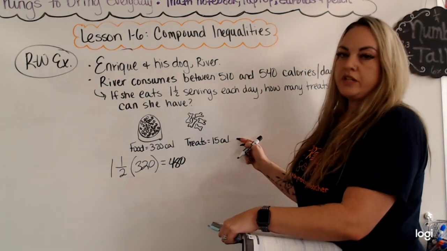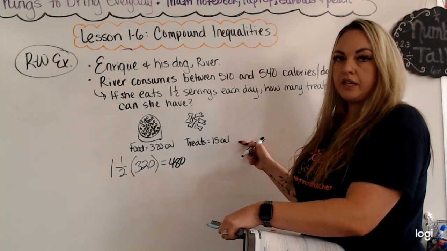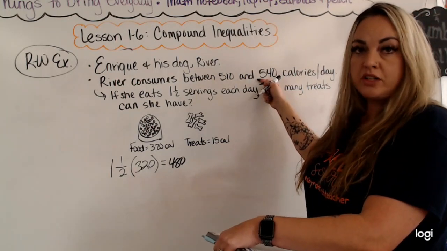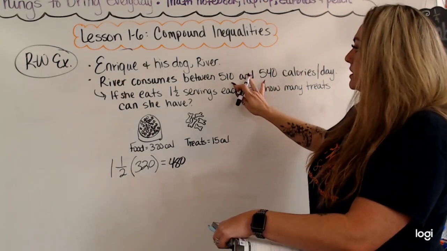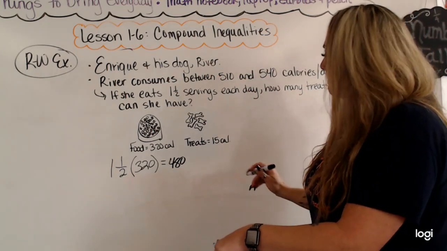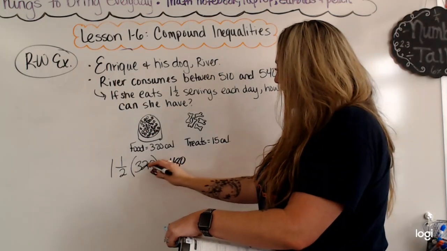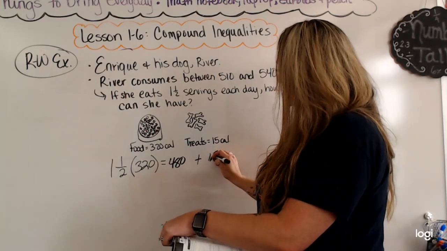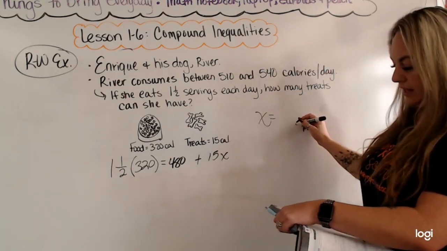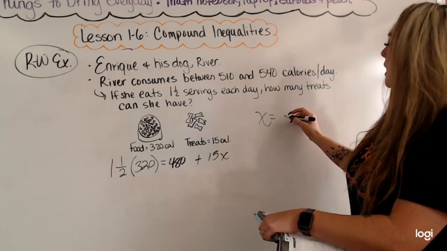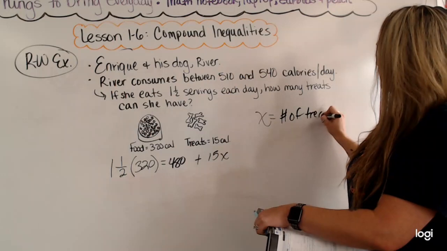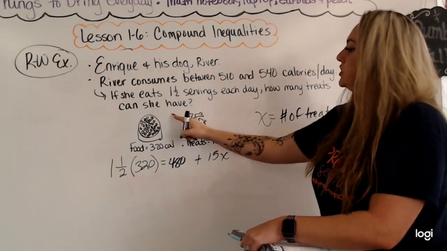Her treats are 15 calories each. The question is, how many can she have? Well, let's go back to the fact that she eats between 510 and 540. So we have this constraint here. It can't be less than 510 and it can't be more than 540. So she's going to have 480 calories plus 15 calories per treat. So X is going to represent the number of treats that River eats. So this is the number of treats. This is the part we don't know. How many treats can she have? That's the unknown here.